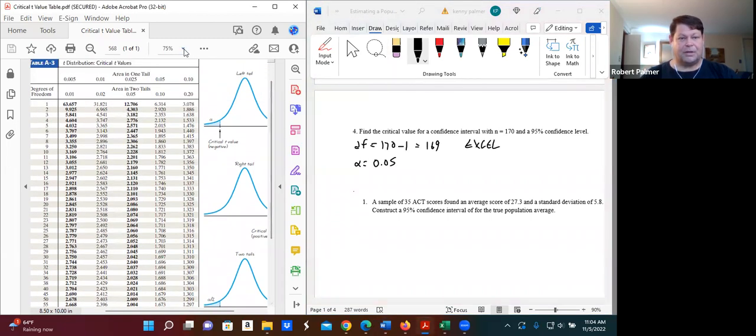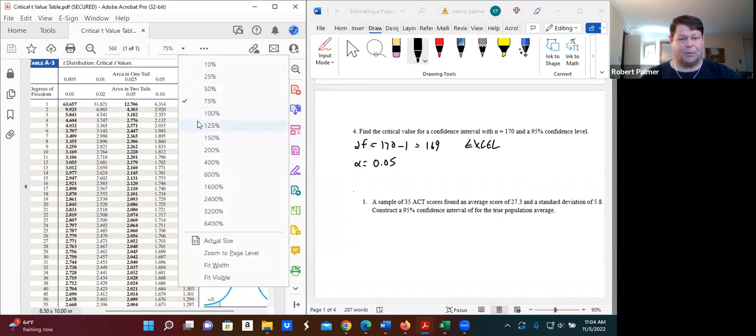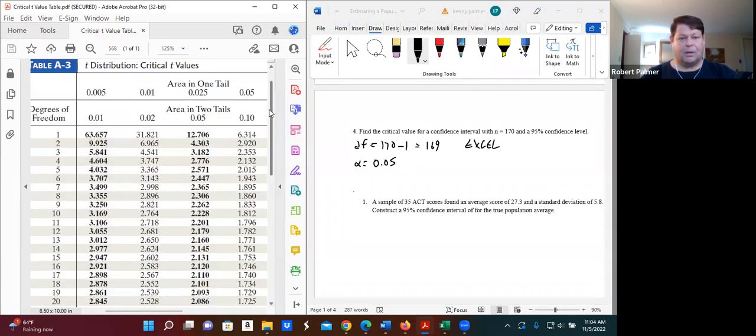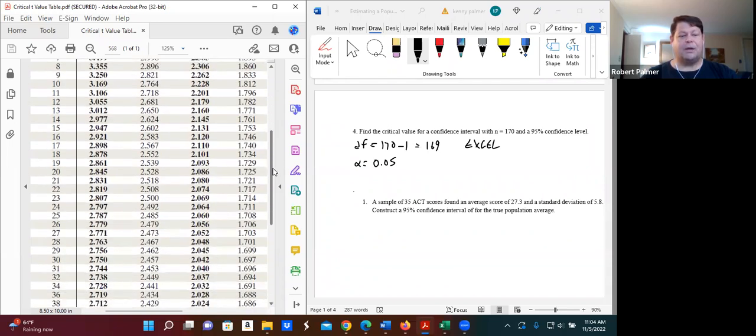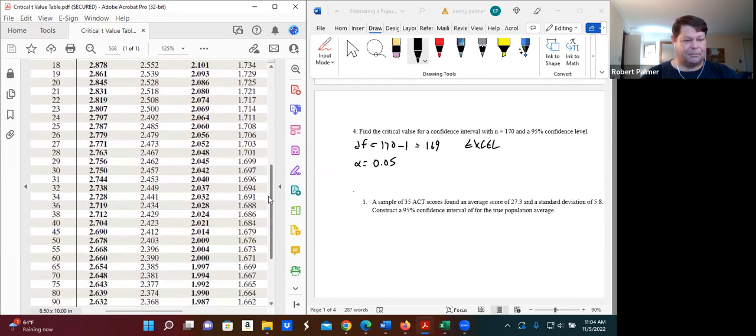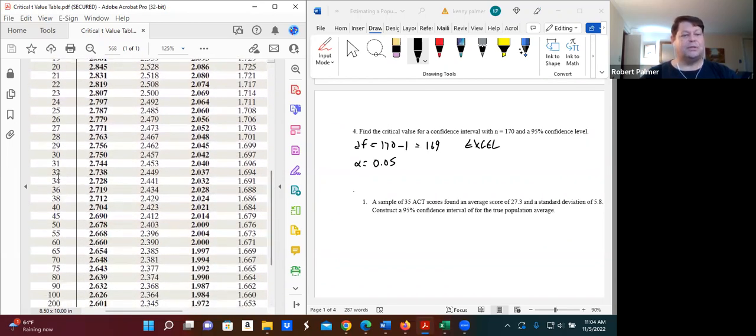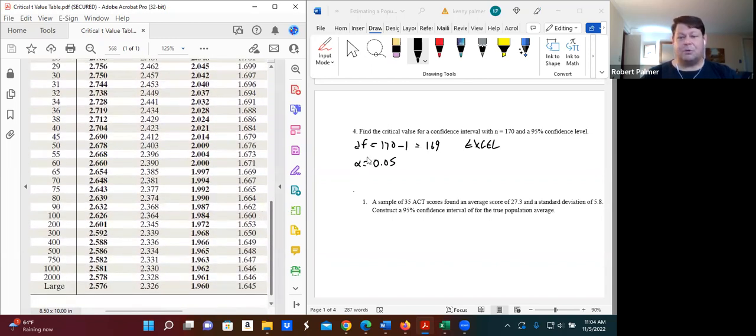In fact, let me just enlarge the table a bit since we don't need the pictures anymore. All right, so if you notice, go down. It does the first individual ones up to about 30 or so, then it starts to skip, okay? Now, if you notice, of course, 169 is not on here. We have basically between 100 and 200. Now, a couple ways we can do this.